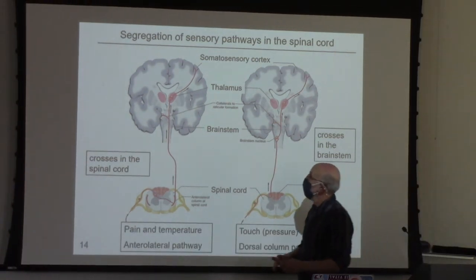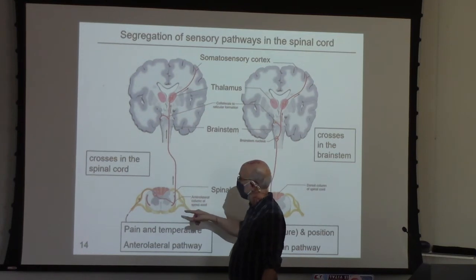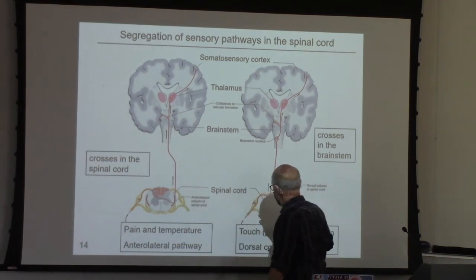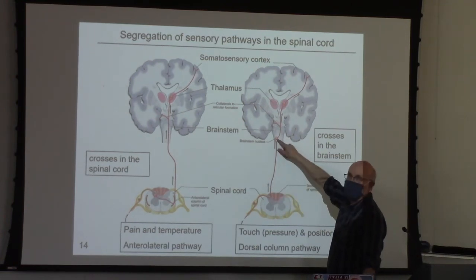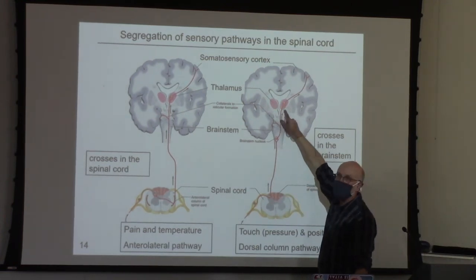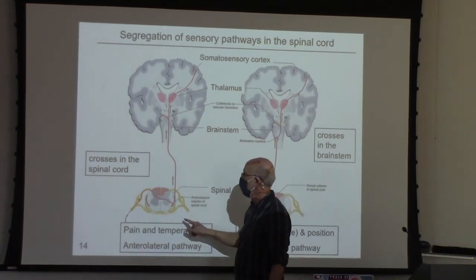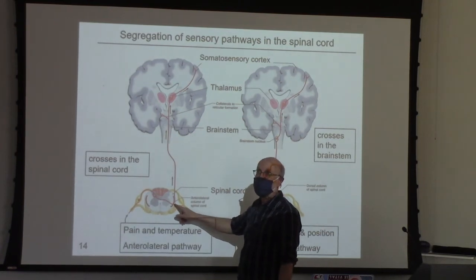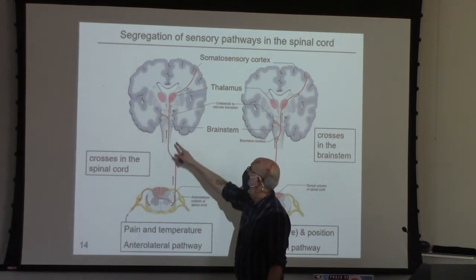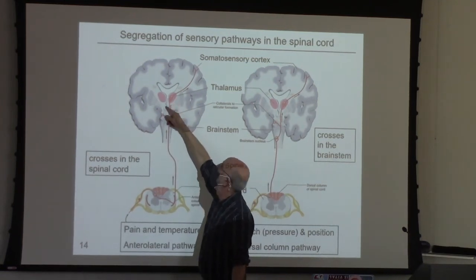So, ipsilateral, this is touch pressure, ipsilateral, synapse in the brain, crossover, contralateral thalamus. This is pain temperature, crosses over in the spinal cord, goes up contralateral, anterolateral, stays contralateral for the rest of the pathway to the thalamus.